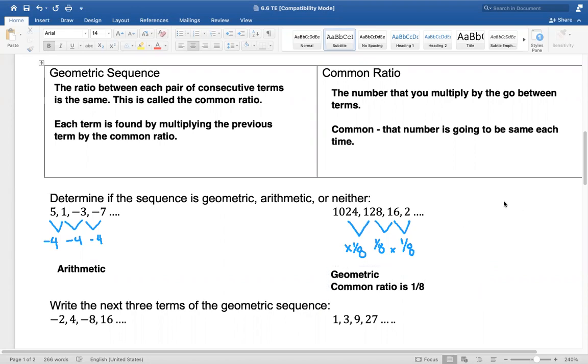And here on the side, just as a reminder: geometric equals multiplication. Arithmetic equals addition.